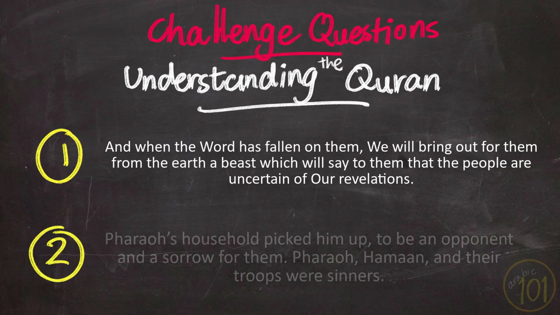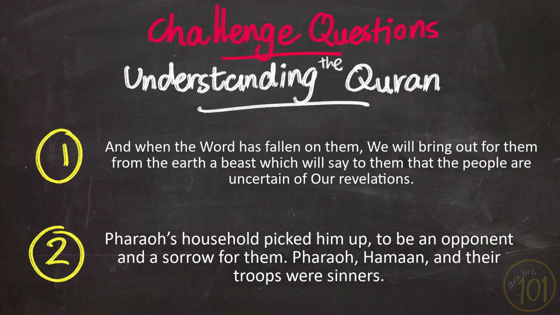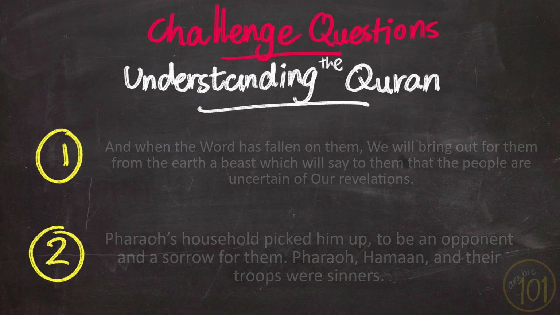The second question: Pharaoh's household picked him up to be an opponent and a sorrow for them. Pharaoh, Haman, and their troops were sinners. Were you able to find the corresponding verses with these translations? Let me know in the comments below.